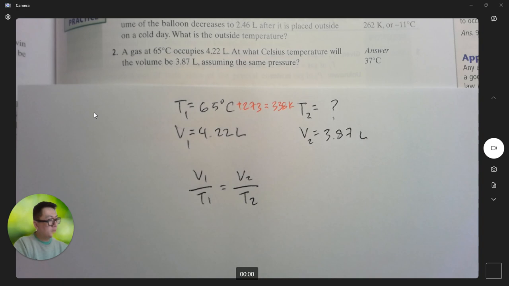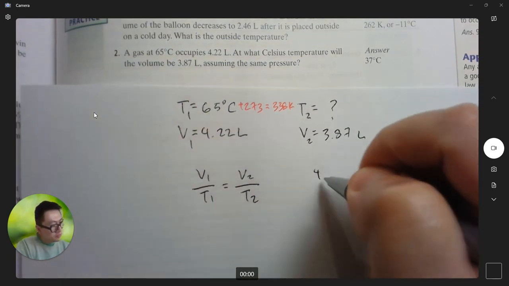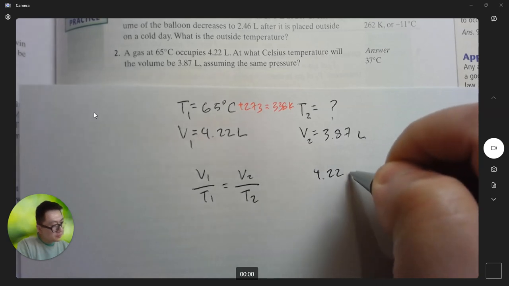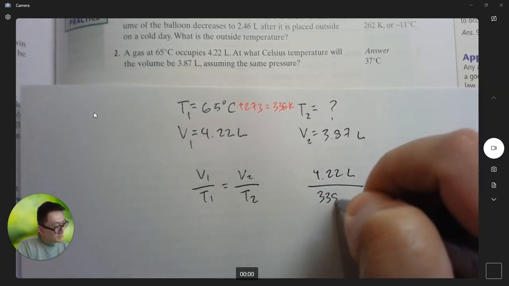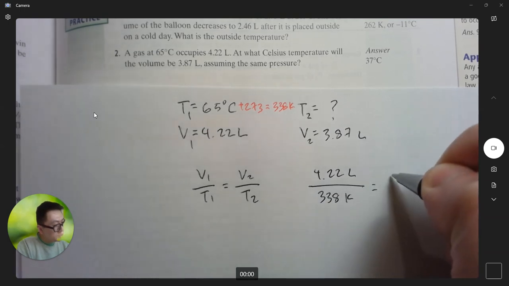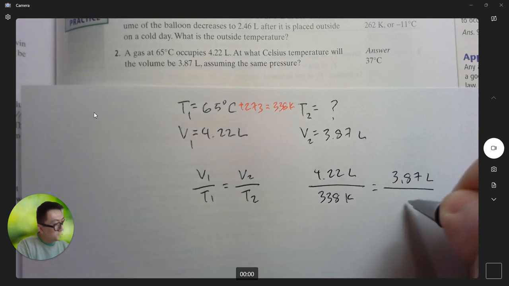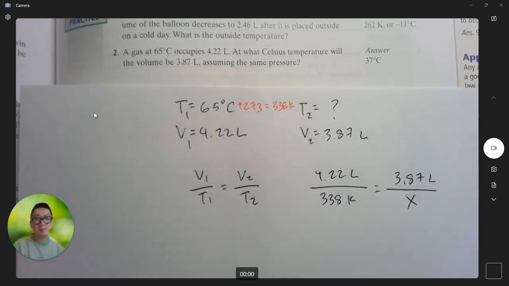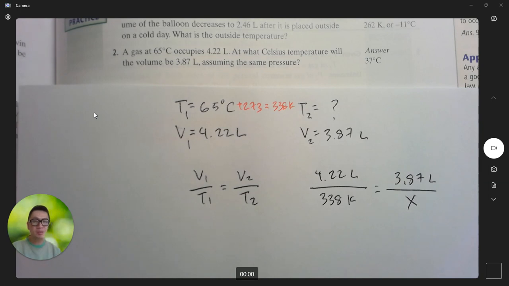Okay, let me plug everything in. V1 was 4.22 liters. T1 is 338. V2 is 3.87. And T2, I'm just going to call it X right now, since that's what I'm trying to find. I'm solving for X, so isolate the variable.